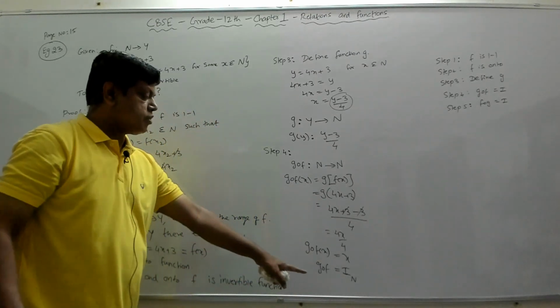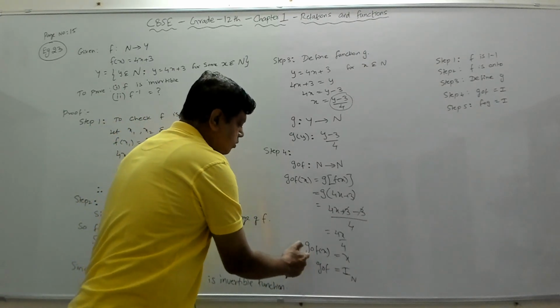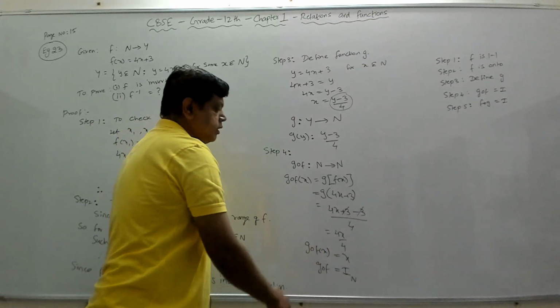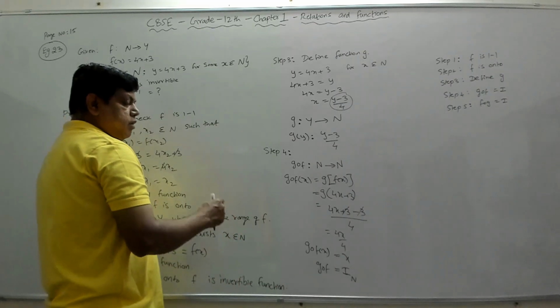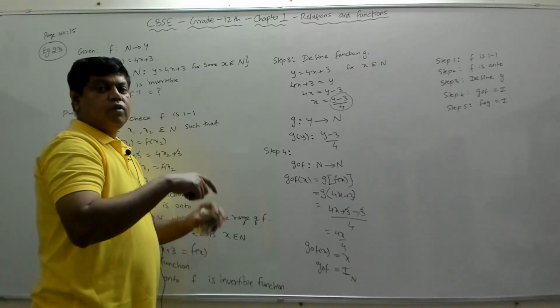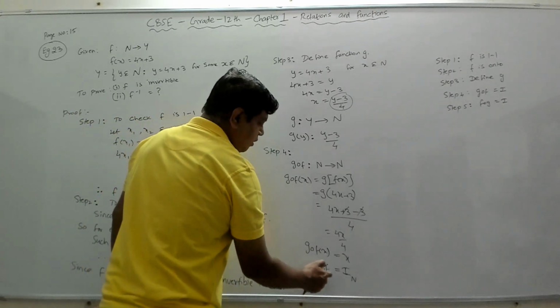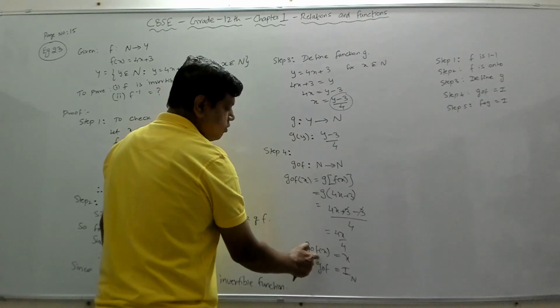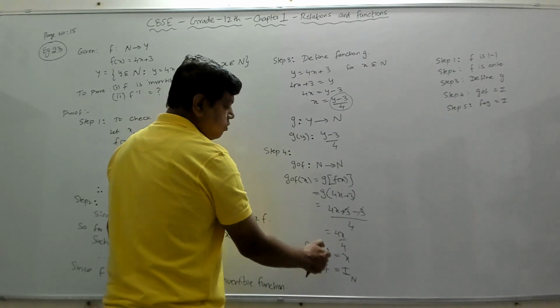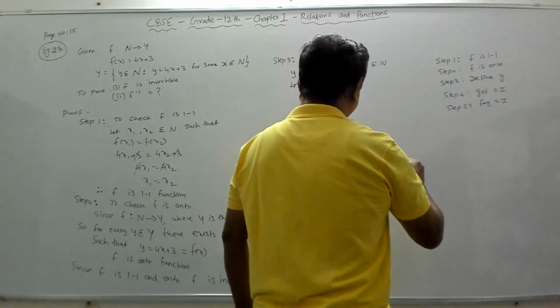So your g of f is equal to the identity function on the set N, because g of f is equal to x. Whenever a function is of the form f of x equals x, that is called an identity function. G of f of x is x, which means g of f is an identity function. Now step 5.